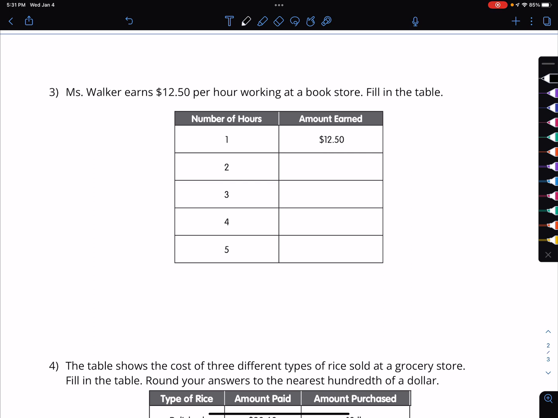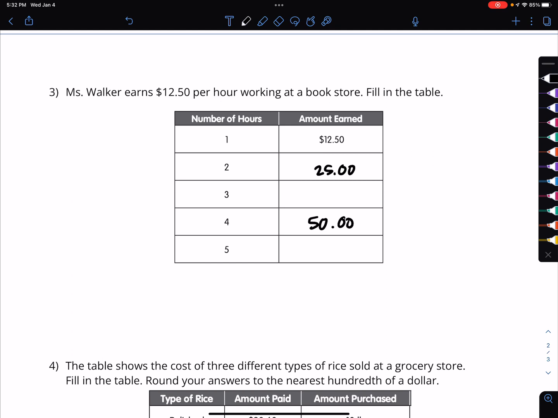Miss Walker earns $12.50 per hour working at a bookstore. Fill in the table. So in the number of hours, 1, 2, 3, 4, 5, and we know that each hour her unit rate is $12.50. So in 2 hours, that is going to double, and that would be $25. And if I were to double that 2 hours to 4 hours, it would double that 25 to 50. So I could fill that in right there.